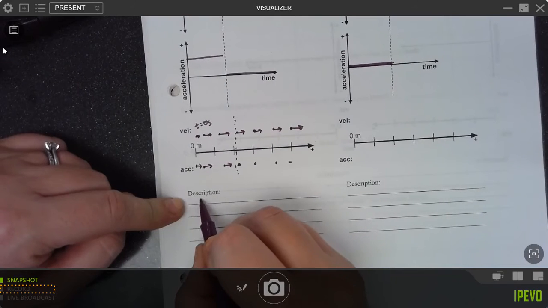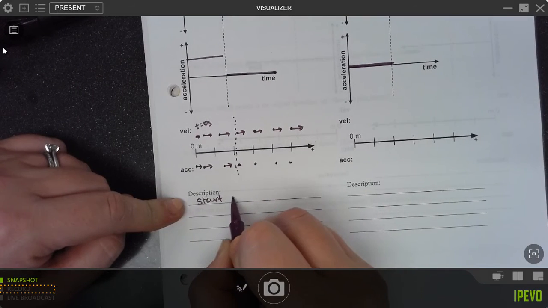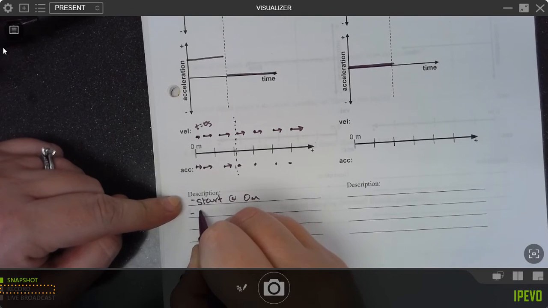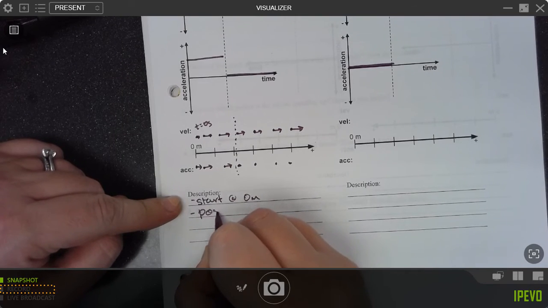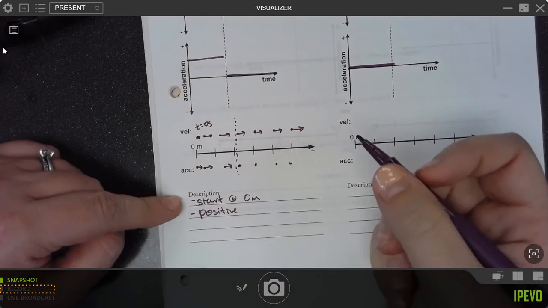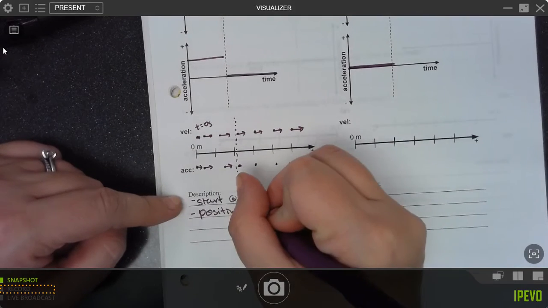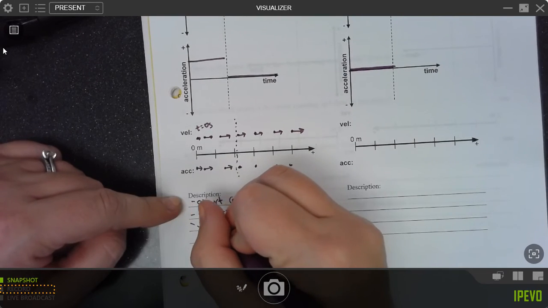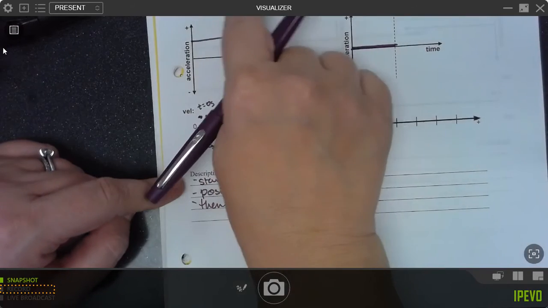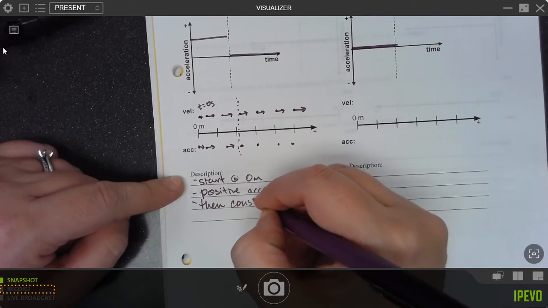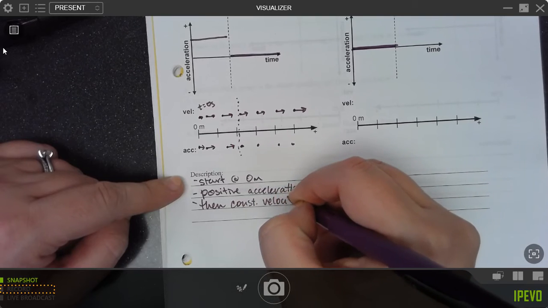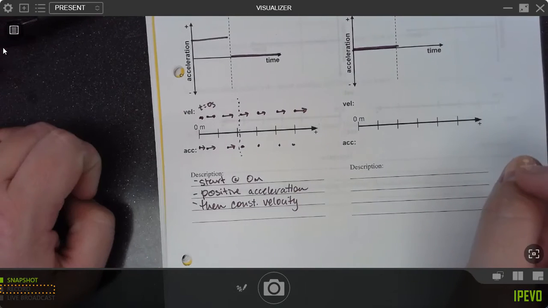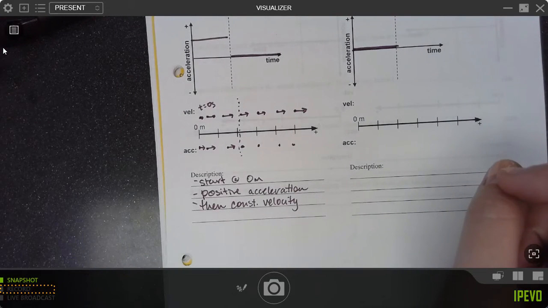So description, we start at 0. And then we have a positive acceleration, right? Or you can say speeds up, or you can say the velocity increases. And then we have a constant velocity. Any questions on number 5? How are you guys doing on these? Okay? Yeah, all right.